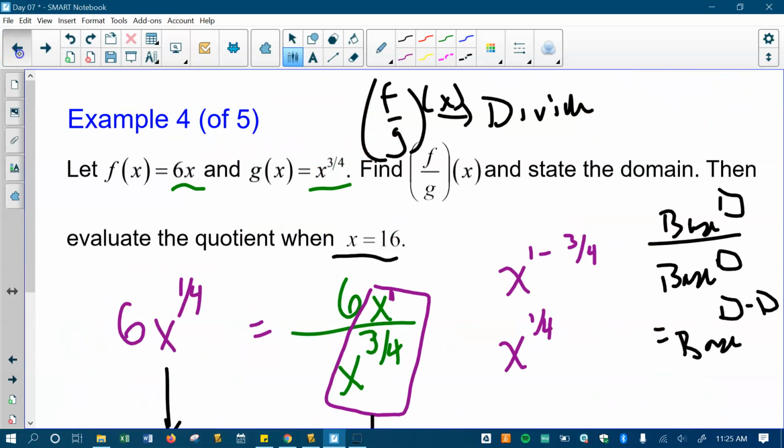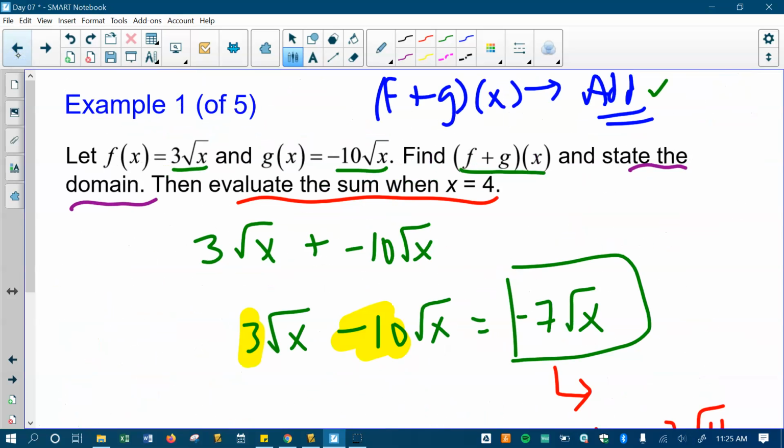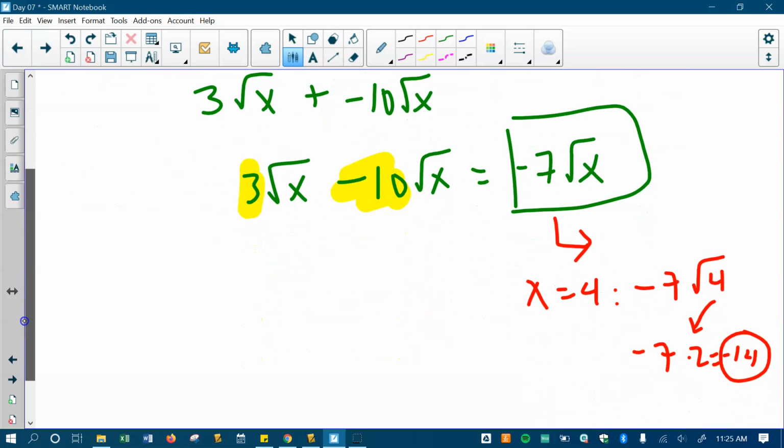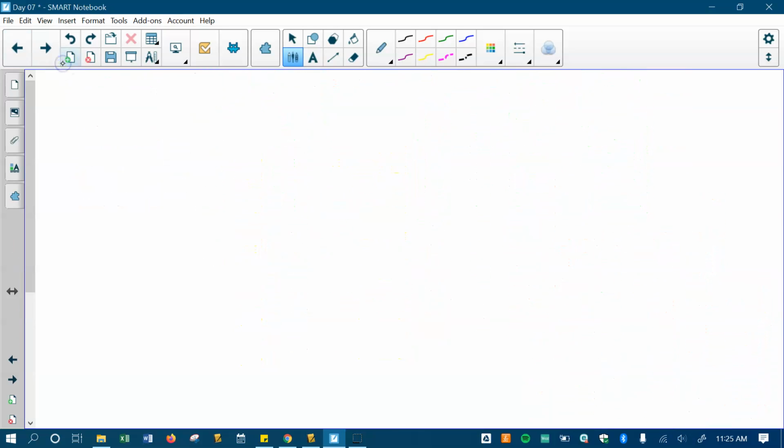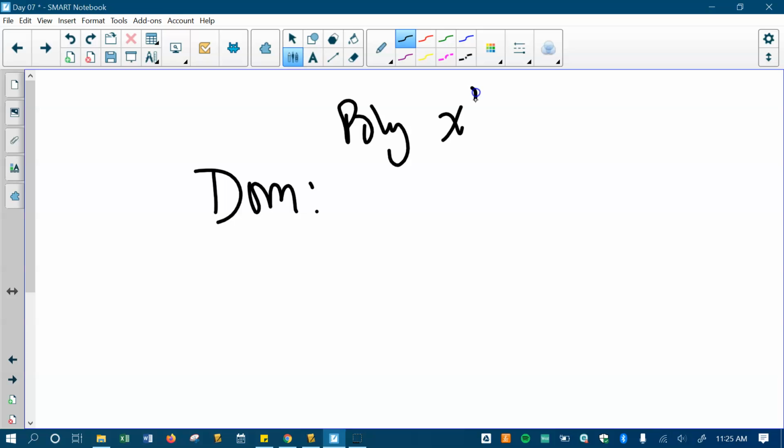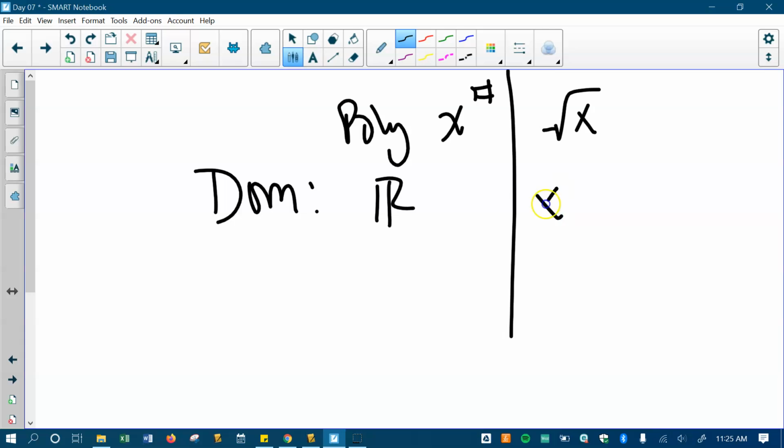All right, now we need to go back to the domain for each one of these. What I'm going to recommend is knowing your domains for all of these. Your domain for any polynomial, which is like x to a number, is always going to be all reals. Your domain for a square root is going to be 0 to infinity, and it won't change from that.